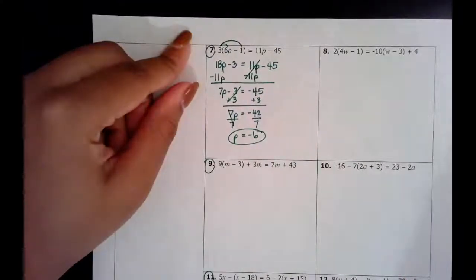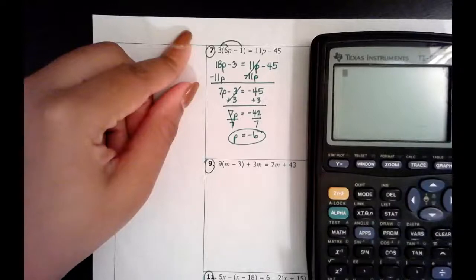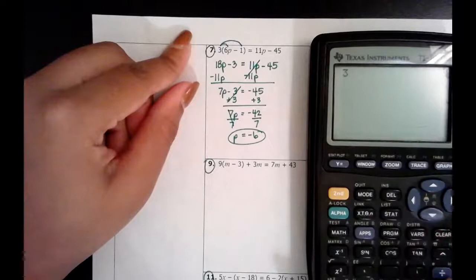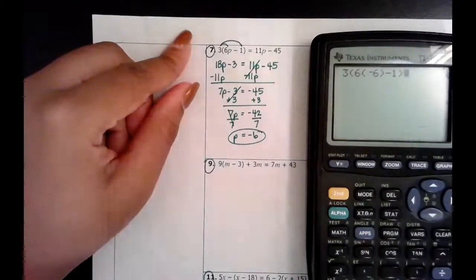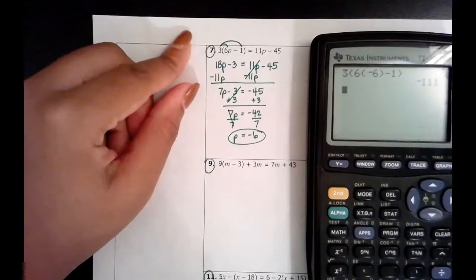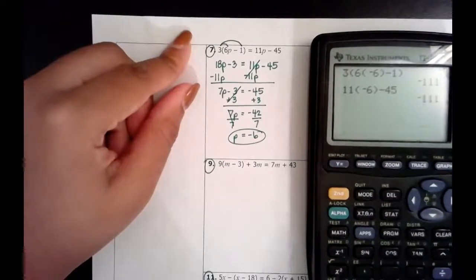Let's double check it. Watch how I type this in the calculator. So I have 3, not 33, just 3, times 6, open parentheses, negative 6, close parentheses, minus 1. I typed in exactly as I saw it, but when you're substituting in values, they always have to have parentheses around them. So I hit enter, I get negative 111. So we have 11 times negative 6 minus 45, and that's also negative 111. So that's correct.